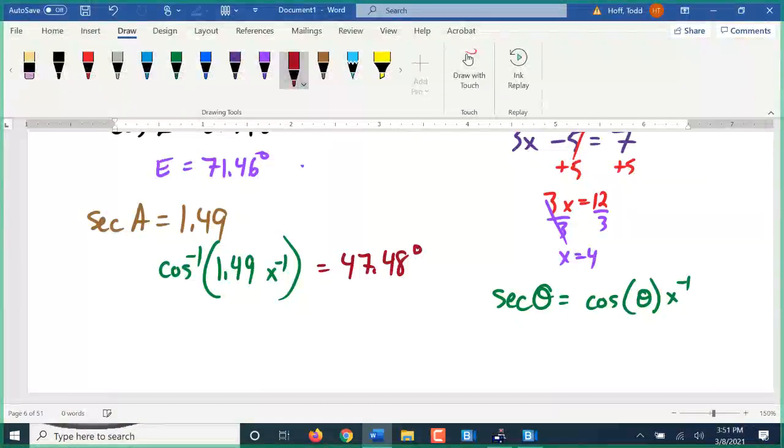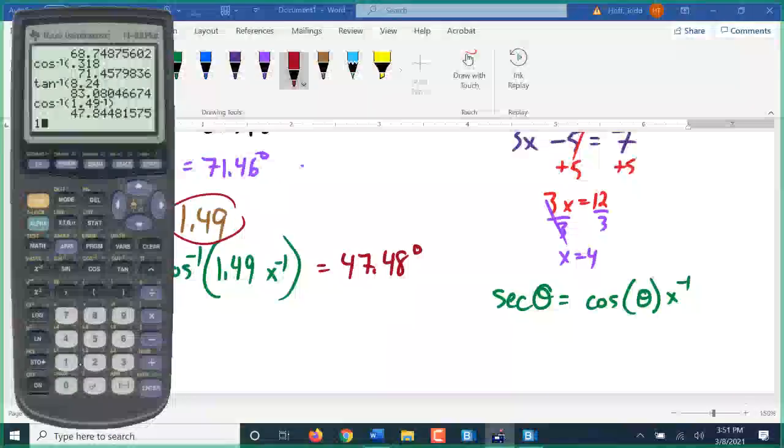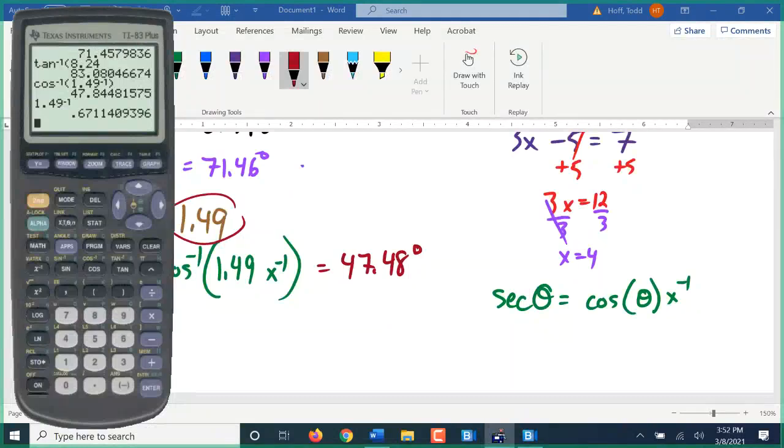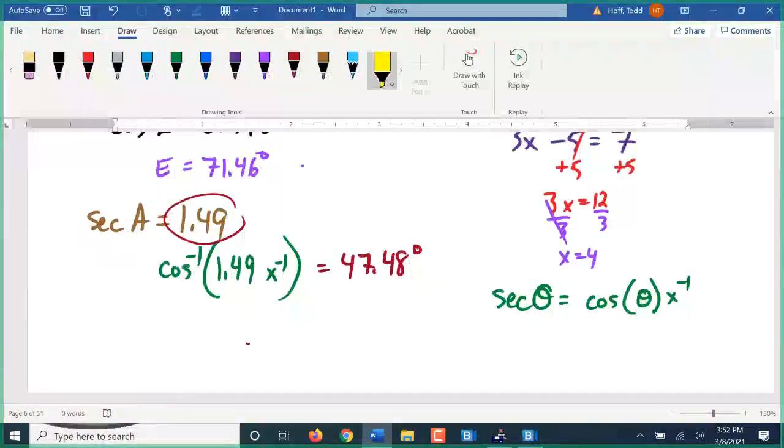Well, it's an inverse secant, but remember the secant's the reciprocal of the cosine. So the first thing we have to do is convert this to a cosine. That's why that reciprocal key is inside the parentheses. The reciprocal of 1.49 is 0.6711. So whatever angle has a secant of 1.49, the cosine of that angle is 0.6711. So this is a big one here to do the inverse secant of an angle.